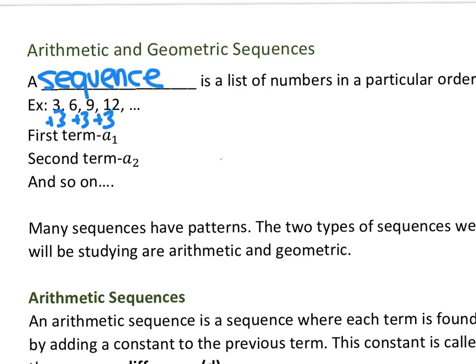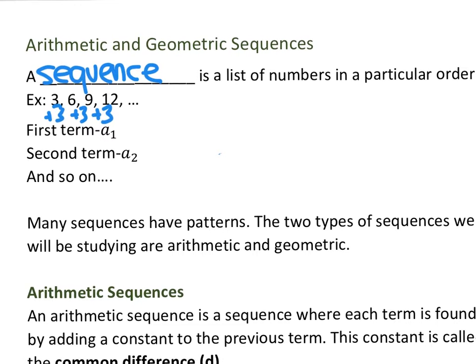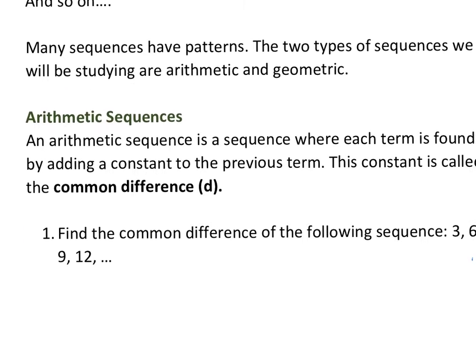So in a sequence, the first term is A1, the second term is A2, and so on. So you can have A3, A4, A5, forever and ever. Many sequences have patterns. The two types of sequences that we will be studying are arithmetic and geometric. So let's look at arithmetic sequences first.